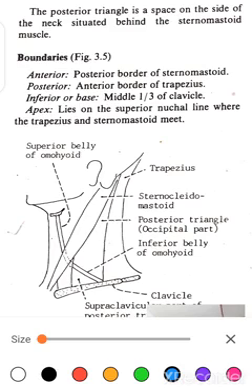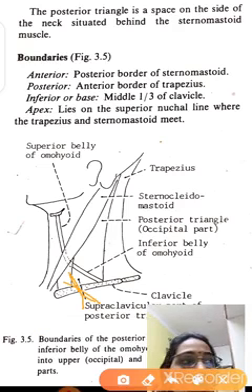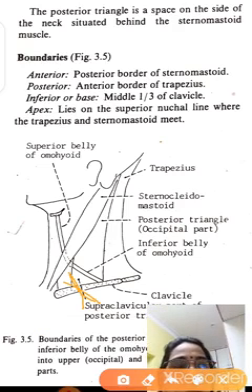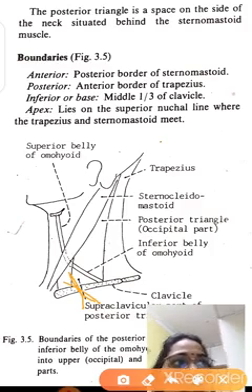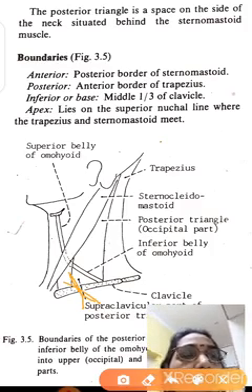The 3 trunks are present here, in the subclavian part of your posterior triangle. Then the nerve to serratus anterior or long thoracic nerve, the nerve to subclavius and the suprascapular nerve. These are the nerves which are present in the subclavian triangle.